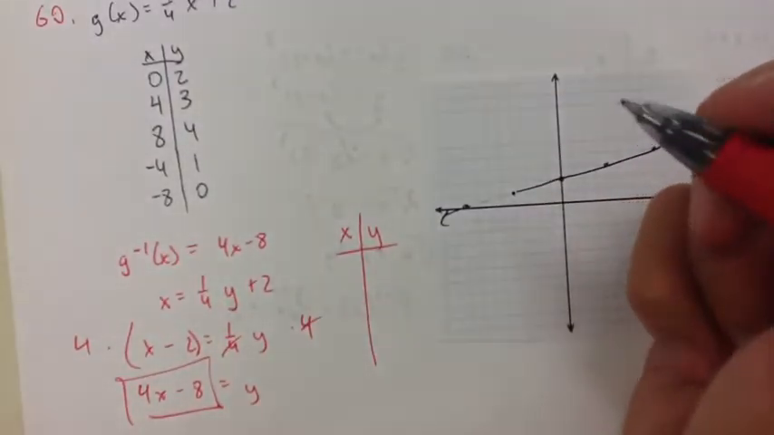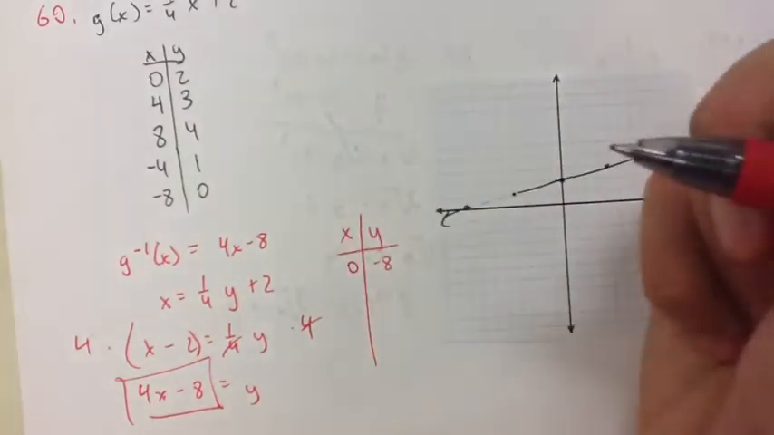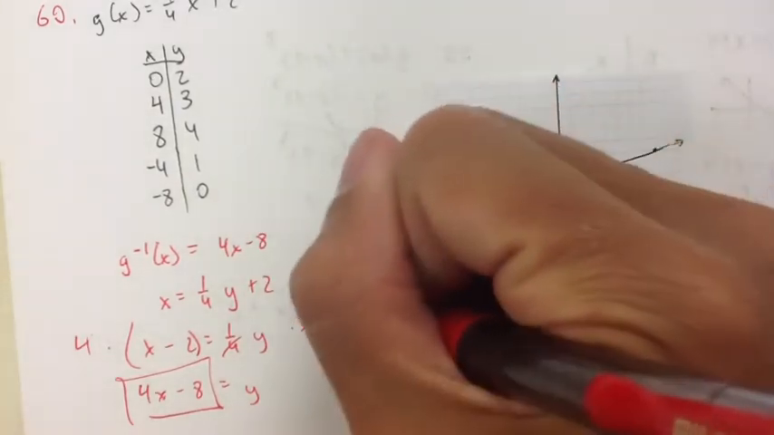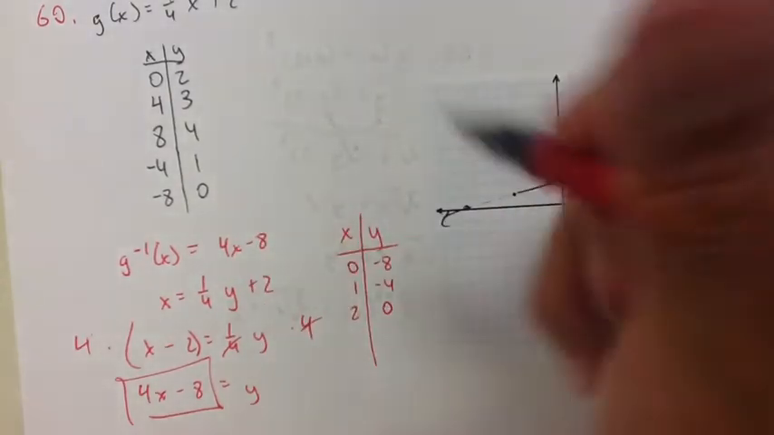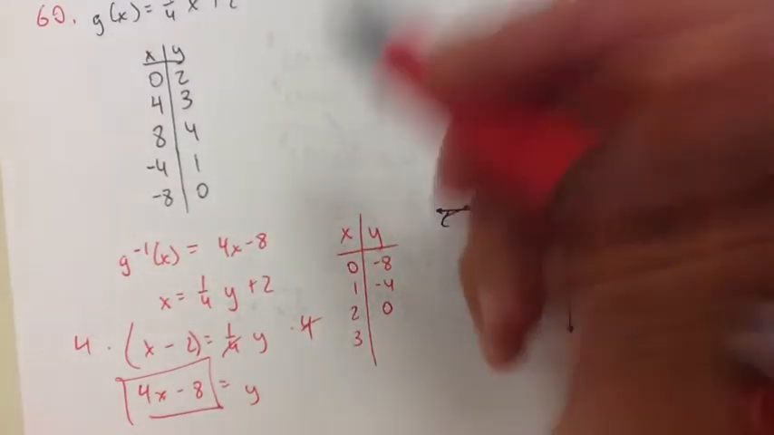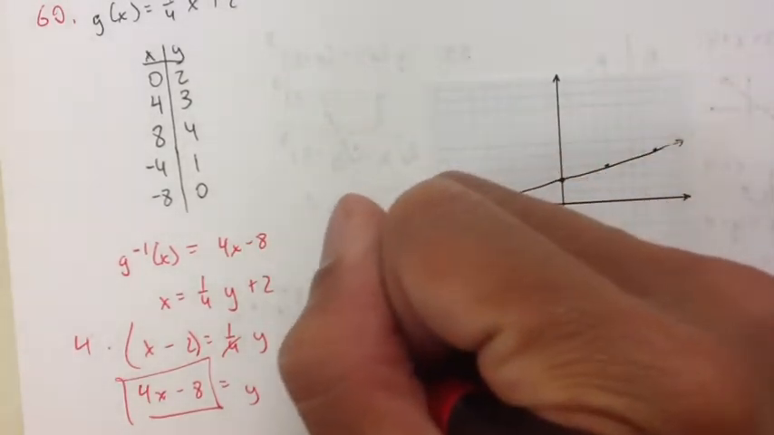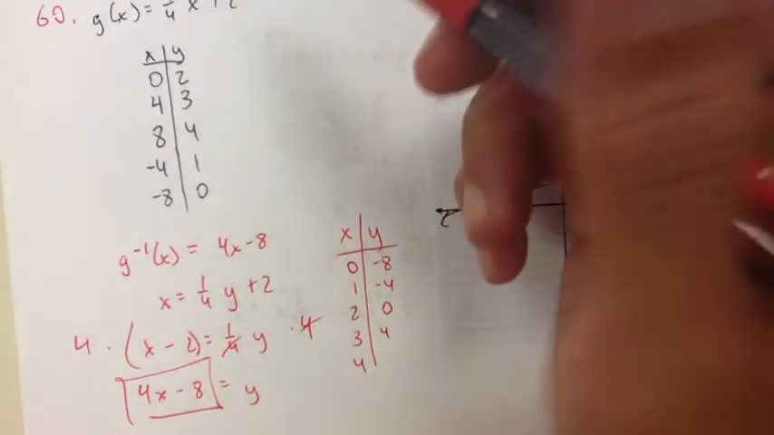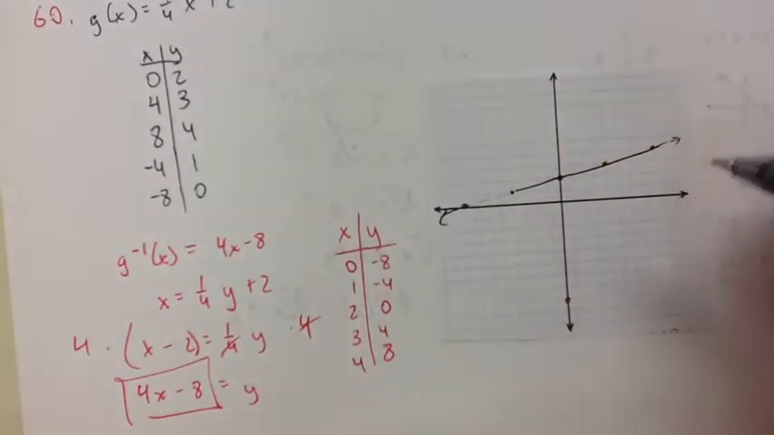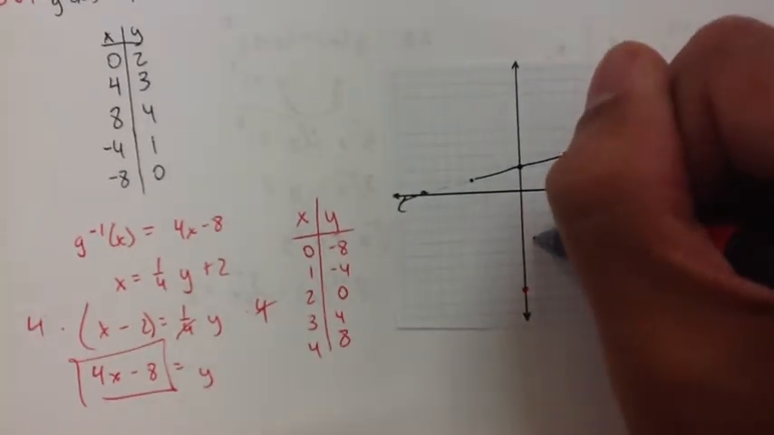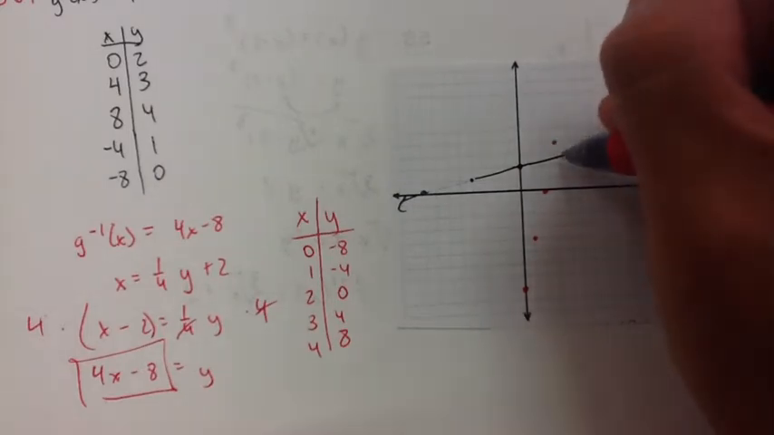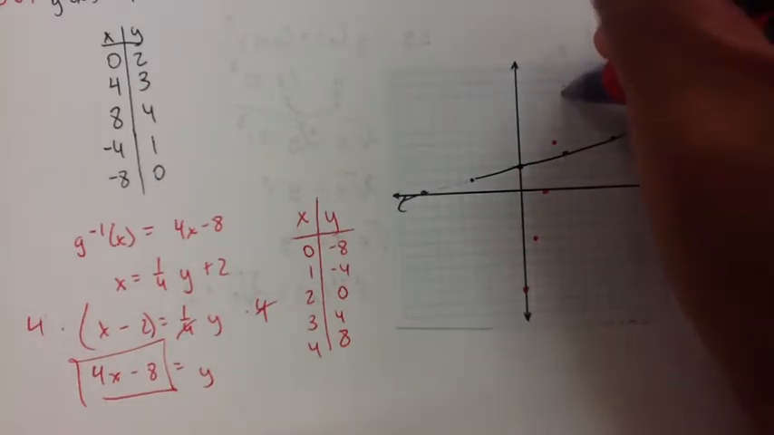I'm going to graph. If x is 0, y is negative 8. If x is 1, that's 4 minus 8, or negative 4. If x is 2, y is 0. If x is 3, then that's 12 minus 8, which is 4. And if x is 4, we have 16 minus 8, which is 8. So we have (0, negative 8), (1, negative 4), (2, 0), (3, 4), (4, 8).